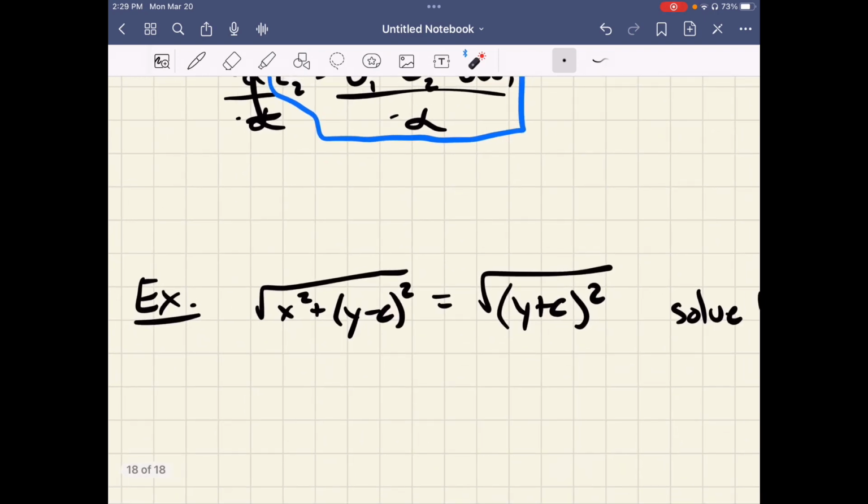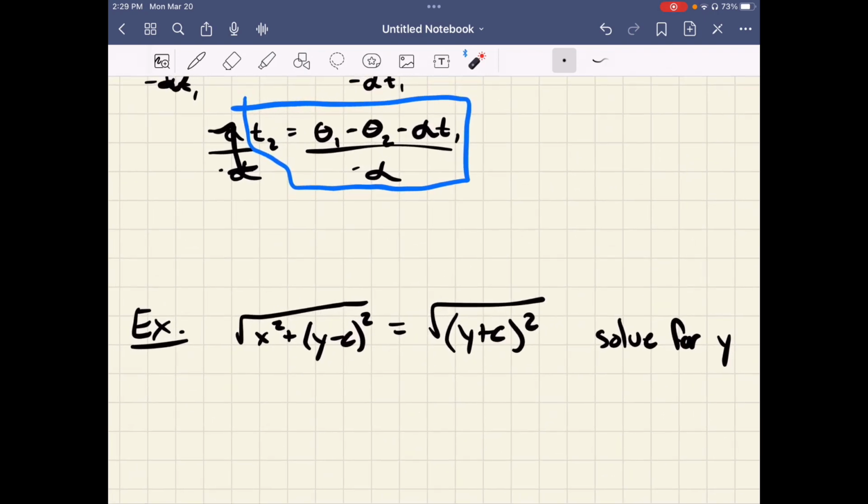All right, here is another example here. We're going to solve for y, and as always, I'm going to have you pause this video, try it for yourself, and then we'll come back and look at it. All right, now that you've had a chance to try it on your own.